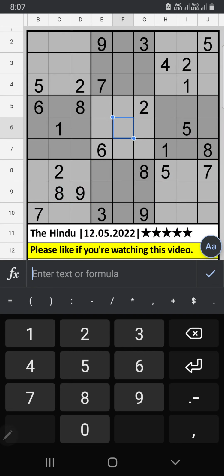Welcome to SkVm Sudoku. I'm going to solve the Hindu newspaper Sudoku puzzle on May 12, 2022. Five-star Sudoku.